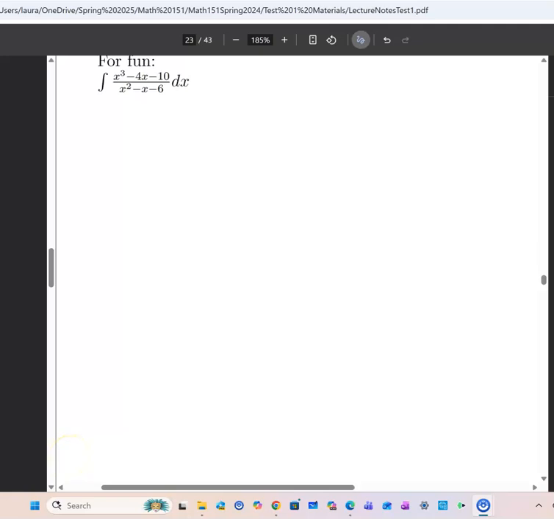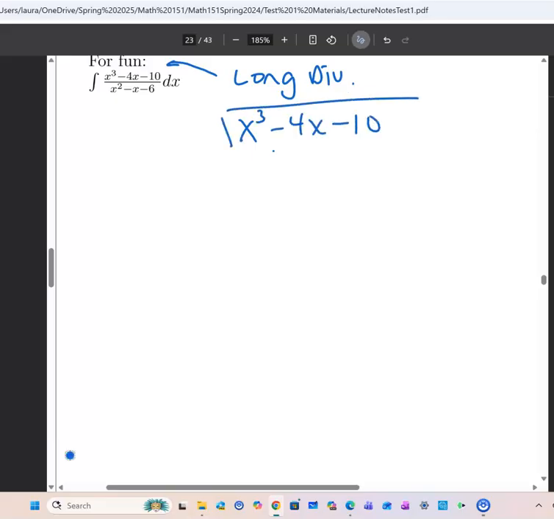It's important to realize before working on this one that the numerator degree is larger than the denominator. So this means you must do long division first. The partial fractions will not work otherwise. So I get x cubed minus 4x minus 10, and I'm going to put in an x squared minus x minus 6. So you know it's x that I'm going to multiply by x squared to get x cubed.